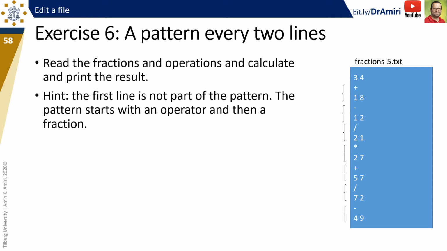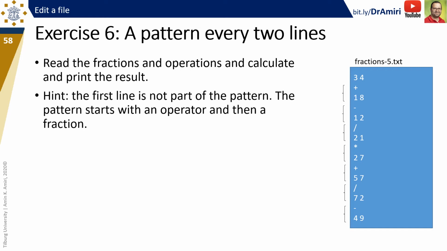This exercise is a bit more difficult than the previous exercises, the previous questions that you have seen here. And the reason is that the pattern is different. Up to this point, the pattern was repeated in each line. Now you see that the pattern is repeated every two lines. So you need to be able to figure out how you can write code like this. So pause here for 5 minutes or perhaps 10 minutes and try to do this exercise. You need to read the fractions and operations in fractions-5.txt and calculate the result and print the result at the end.